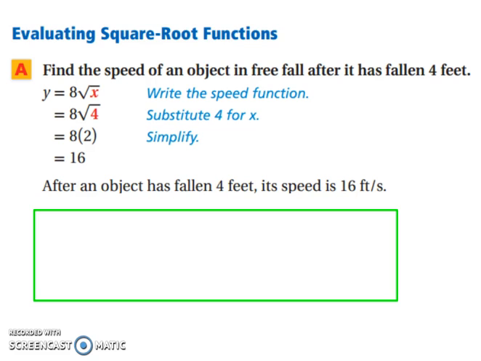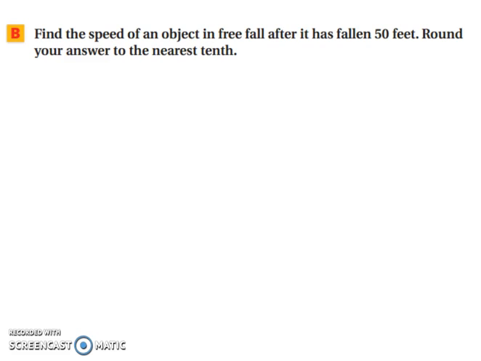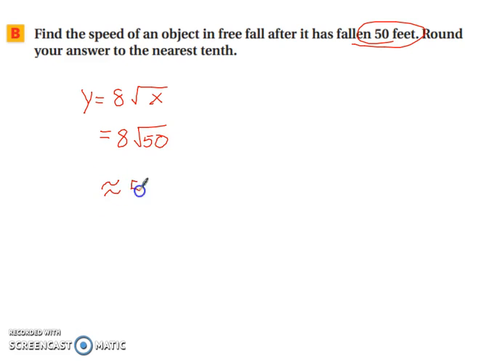Let's take a moment and try another one. Find the speed of an object in freefall after it has fallen 50 feet. So we have our y equals 8 times the square root of x. We're going to substitute 50 in for x. So we have 8 times the square root of 50. 50 is not a perfect square, so it's going to end up giving us a decimal. So when you put this into your calculator, you have 8 times the square root of 50, and you get about 56.6 feet per second.